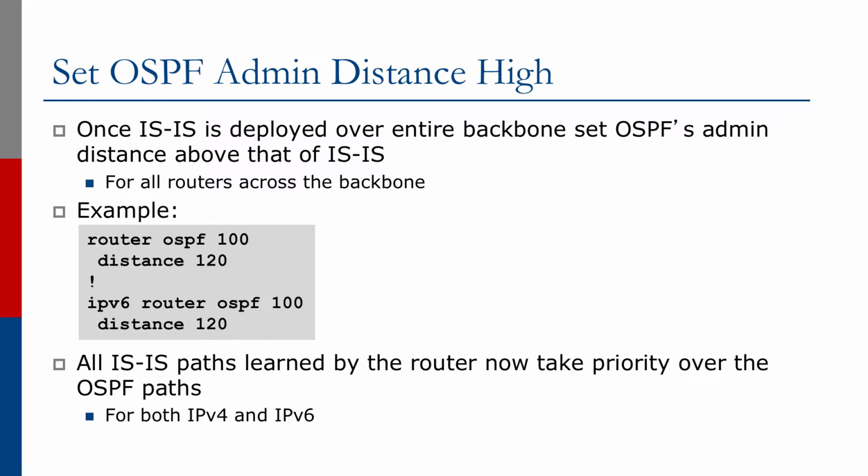What this will do is all ISIS paths learned by the router will now take priority over the OSPF paths for both IPv4 and IPv6. Both protocols will carry all the prefixes. So that, again, doing this deployment, there's no real structure or sequence needed. Just make sure that all routers across the backbone have this admin distance changed.